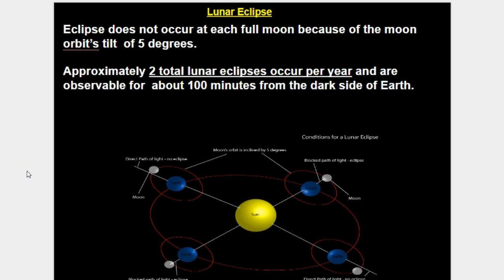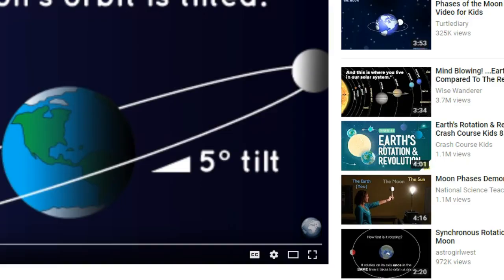So the word eclipse means to hide. So a lunar eclipse, lunar meaning the moon and eclipse meaning to hide, would mean the moon is hidden. An eclipse does not occur at each full moon because of the moon's orbital tilt of 5 degrees. Let's watch something to help this make a little bit more sense.